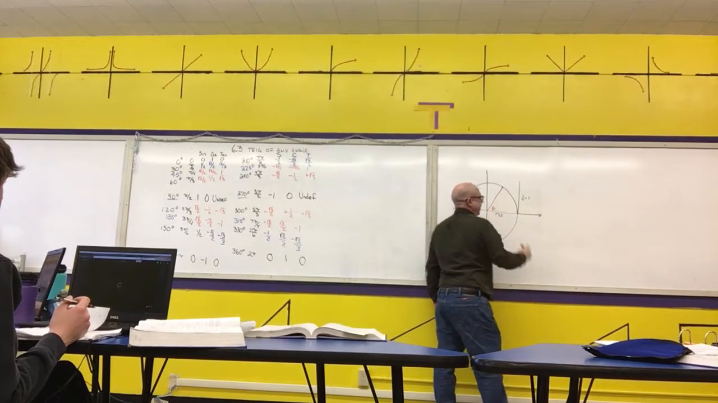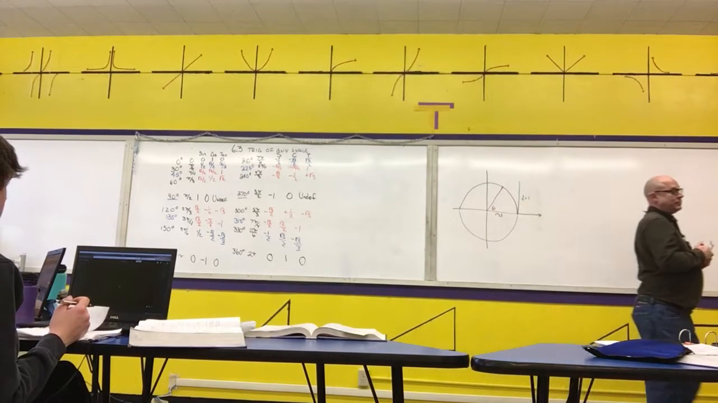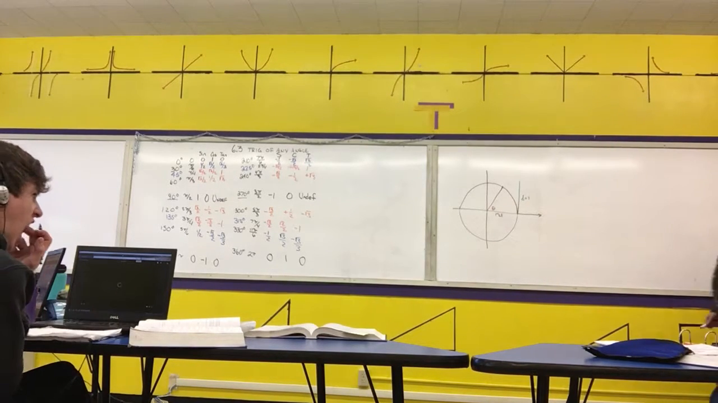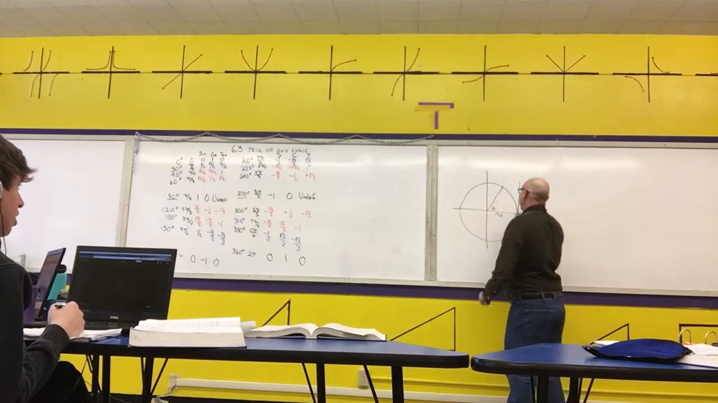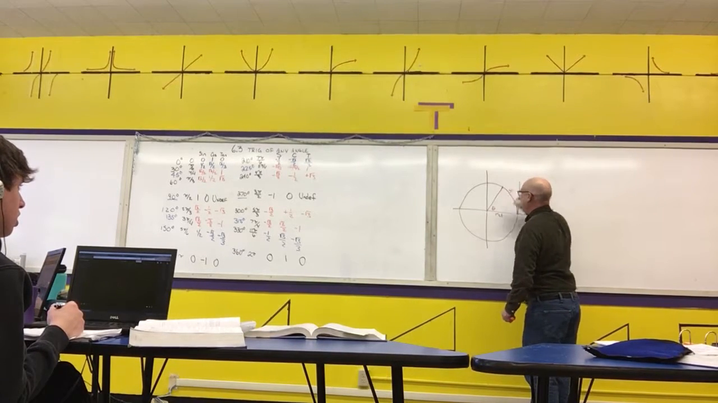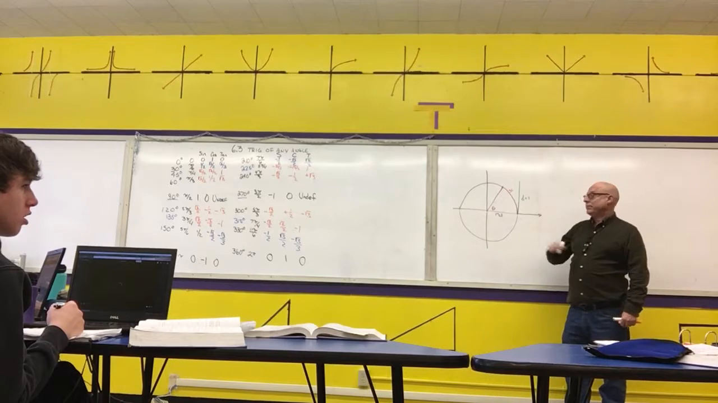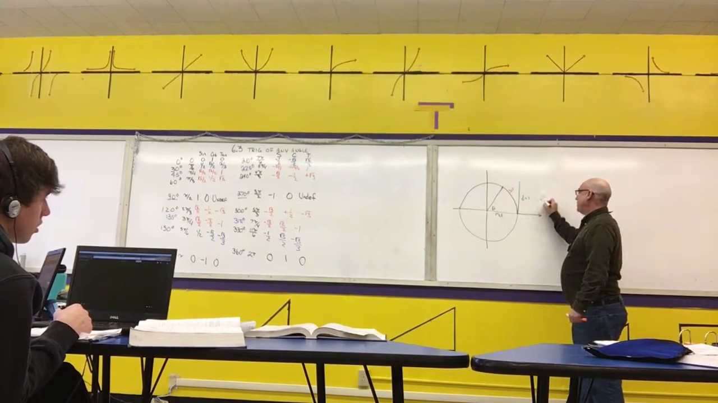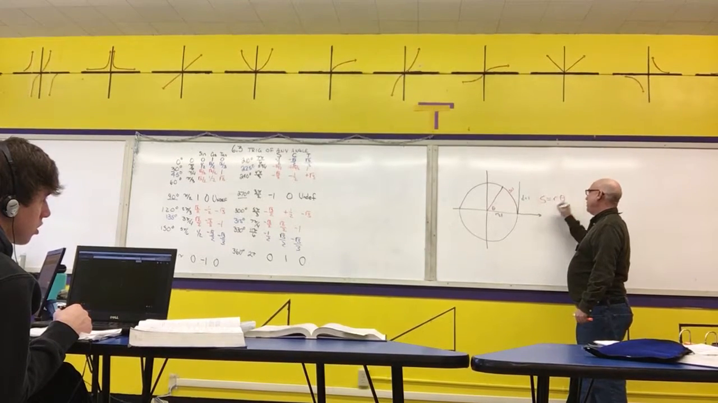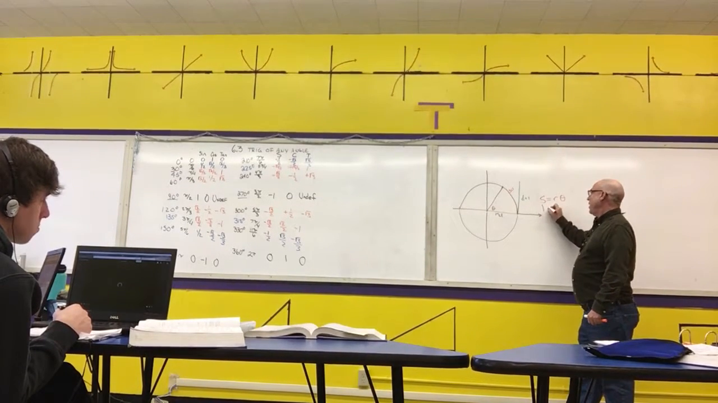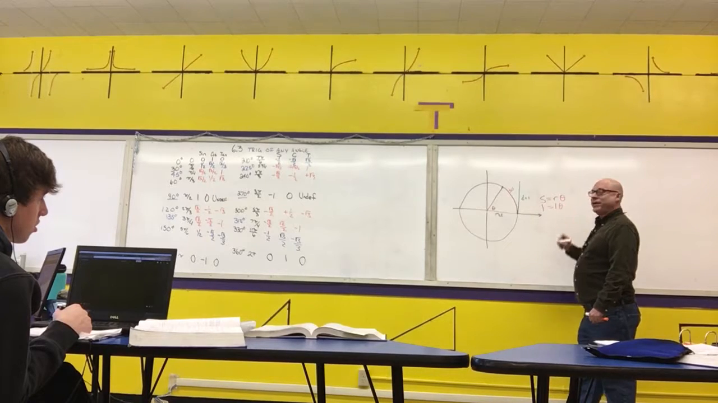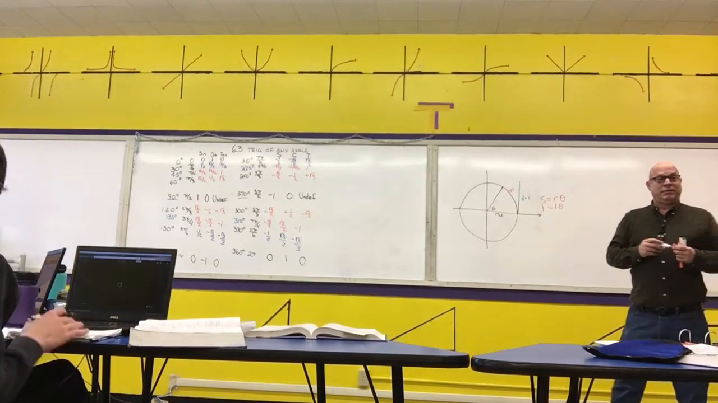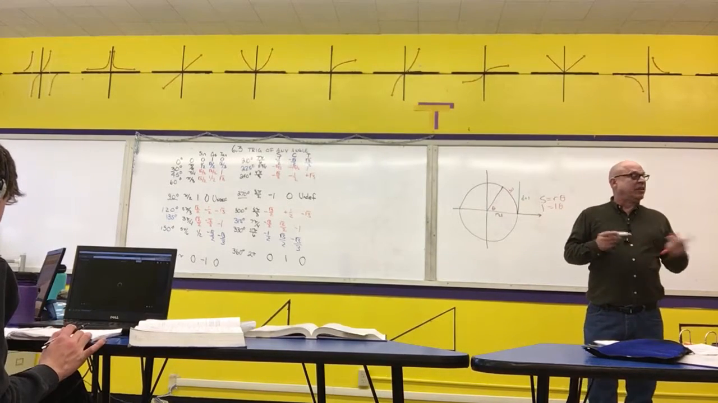What would that angle be in radians? Pi fourth? No. This is S, right? Arc length? What's my arc length? 1. What's my radius? 1. And we know that S is equal to R theta. Well, S is 1. Radius is 1. Theta is 1. 1 radian. That's our definition of a radian.